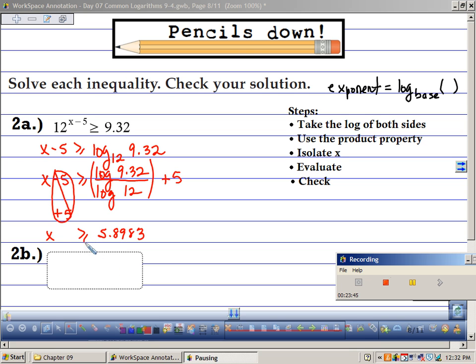Okay, what do you think I'm going to do with this? If we have an inequality, what do we always do? Check it. All right, let's check this. What could I check to make sure this inequality is satisfied? I would try 6. Why? Tamia, why 6? Exactly. It says x needs to be greater than or equal to 5.8983. Well, I don't want to check 5.8983, so I'm going to check a number greater than 5.8983. I'm going to check 6. So if I check 6, I get 12 to the 6 minus 5.